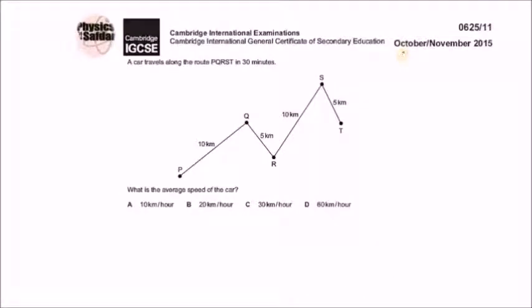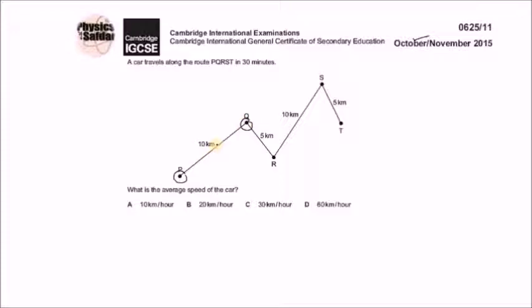Now this question is from the October-November 2015 series. What is the question? A car travels along the route PQRS in 30 minutes. What is the average speed of the car? So look at the journey of the car. The car starts from point P, then moves to point Q.